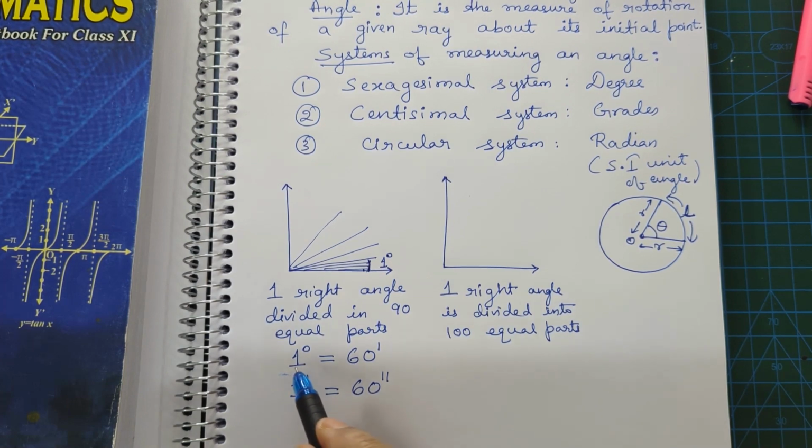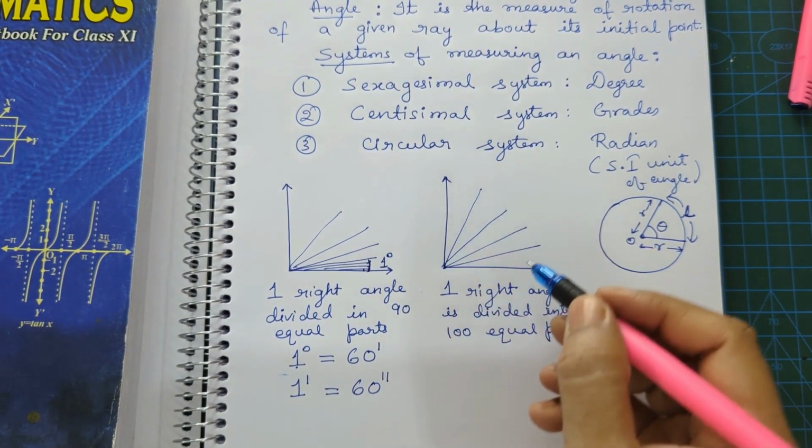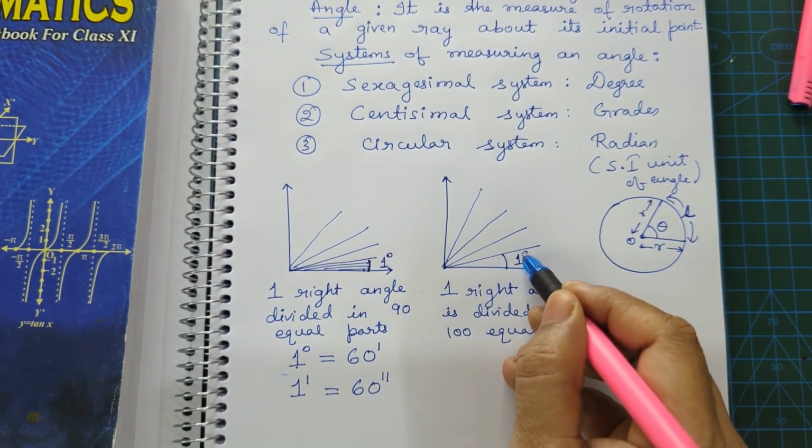This is about a degree. What is a degree? When a right angle is divided into 90 equal parts, each part is called a degree, and when that one part is further divided into 60 parts, that 1 degree is called 60 minutes, and among those 60 parts, one part is called 1 minute, which is further divided into 60 parts. So every 1 minute is 60 seconds. Then if a right angle is divided into 100 equal parts, each part is called 1 grade.